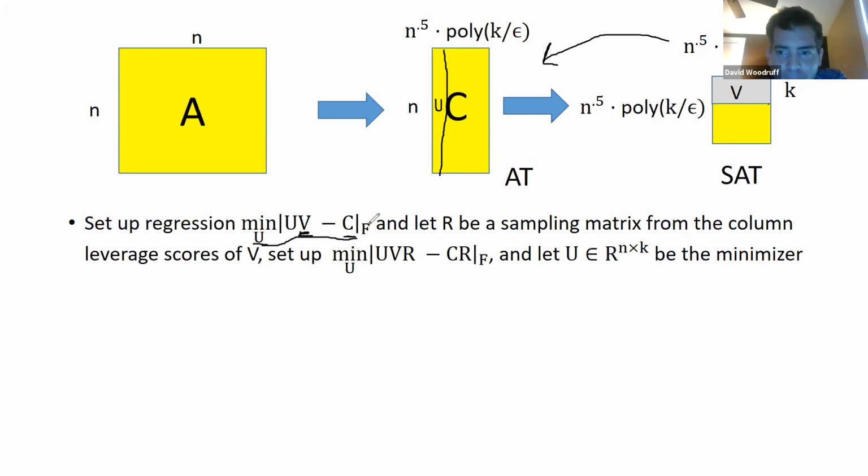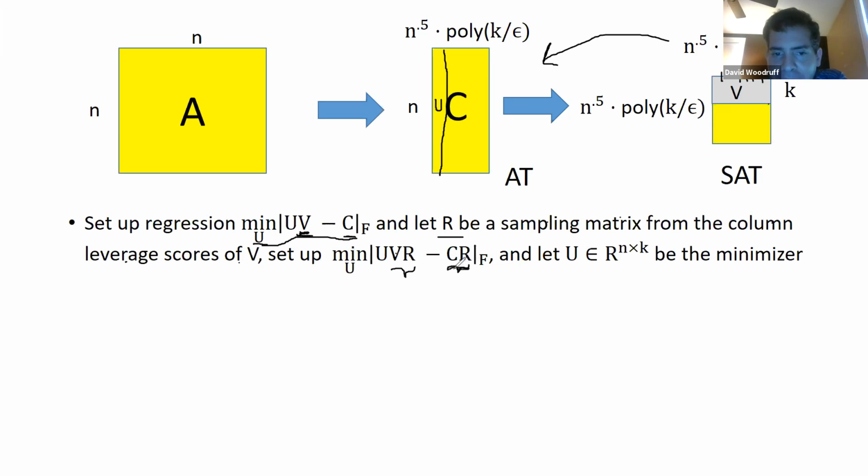This is our favorite sublinear time algorithm. So let R be a sampling matrix from the column leverage scores of V, which we know, right? There's a bunch of column leverage scores here. We're going to compute them all, and let's sample by them. So we right multiply V by our sampling matrix R, and we right multiply C by our sampling matrix R.